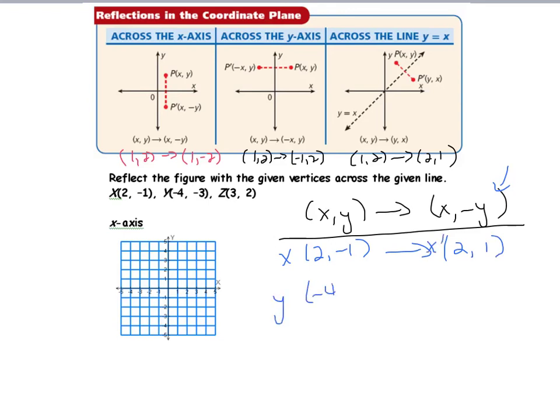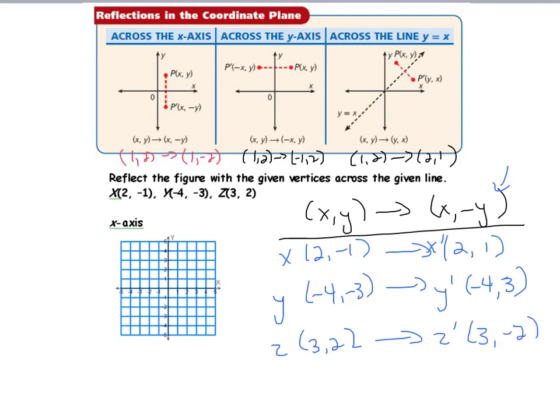Y is at (-4, -3). So at Y', -4 stays the same, but the 3 becomes a positive. And Z is at (3, 2). So Z', the 3 stays the same, but the 2 becomes the opposite sign, a negative. We're going to plot these, and we're going to show our reflection across the x-axis.